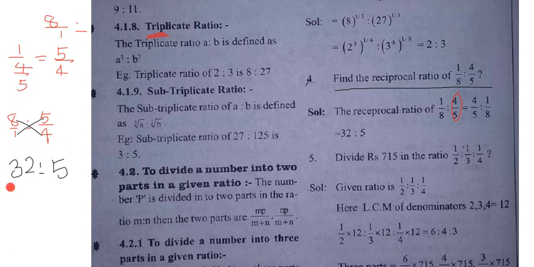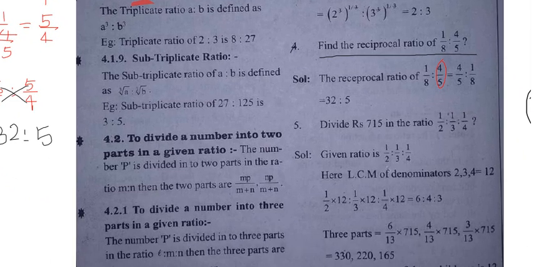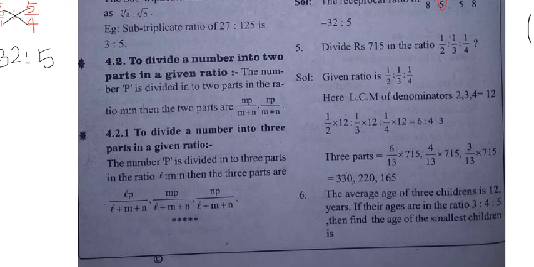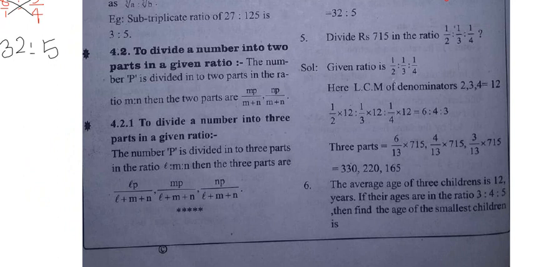Okay, this is our answer. Now we shall move to the next problem. See friends, the fifth one is an important problem, listen carefully. Divide rupees 715 in the ratio of 1 by 2 is to 1 by 3 is to 1 by 4.